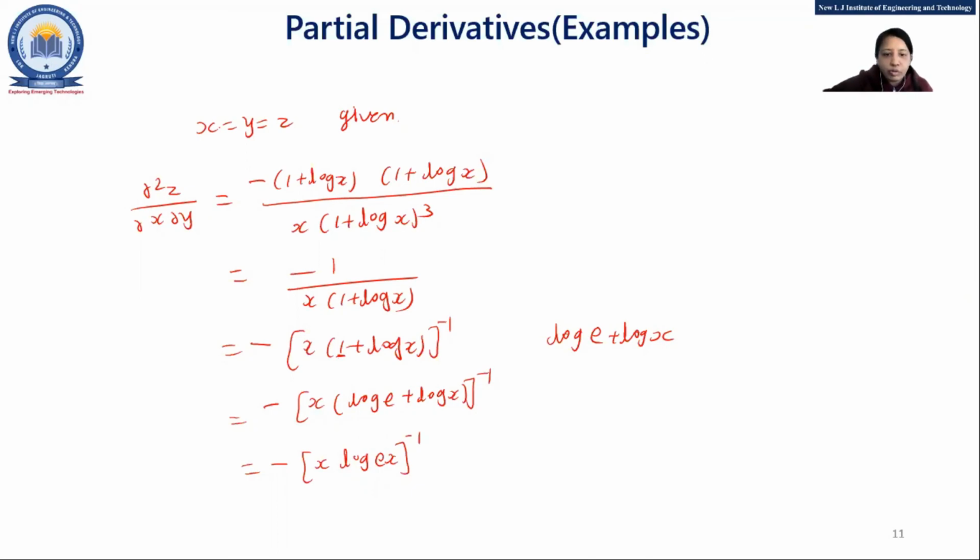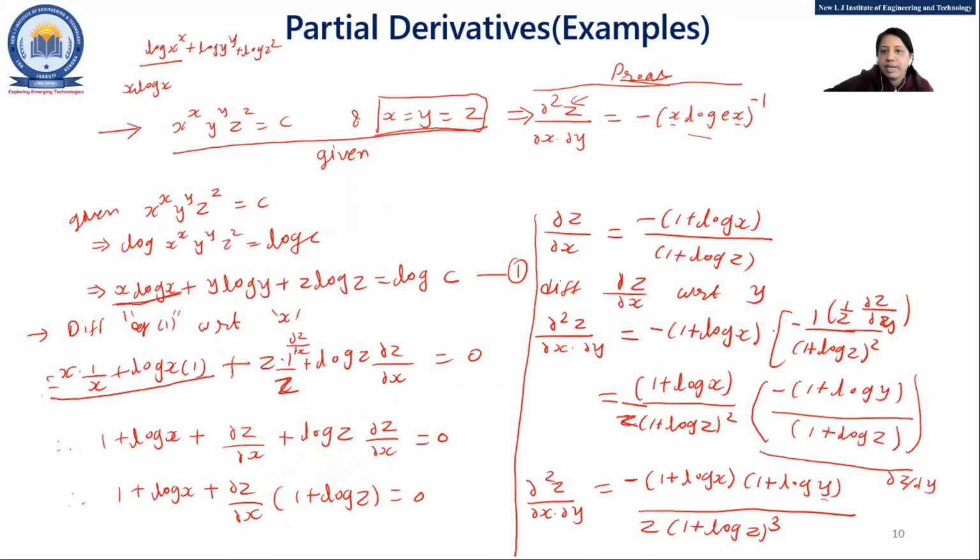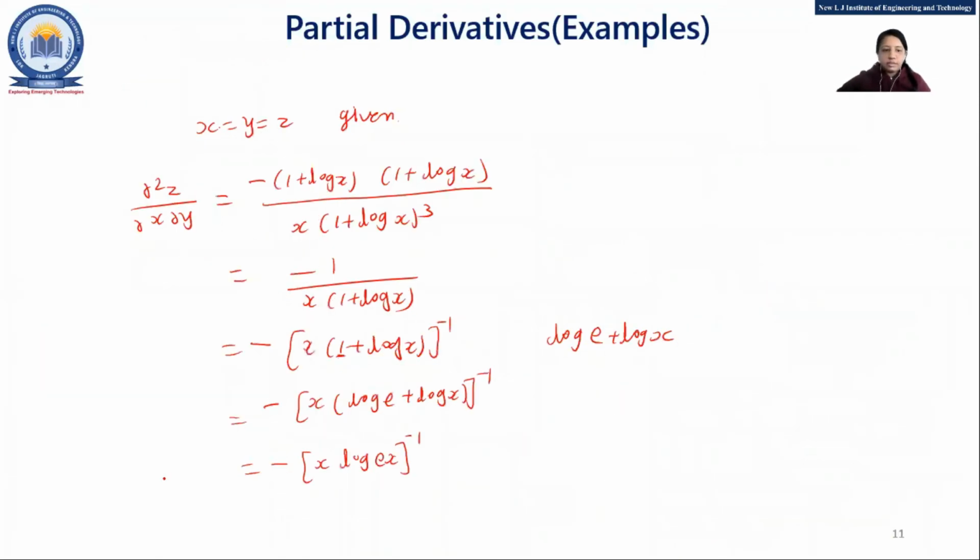So what we want to prove? This is right, x log ex raised to minus 1. This you need to prove. So the right side is this. We are obviously counting what? Del square z upon del x into del y. Fine. So this is our answer: del square z upon del x into del y. Fine. So in this way you can do.